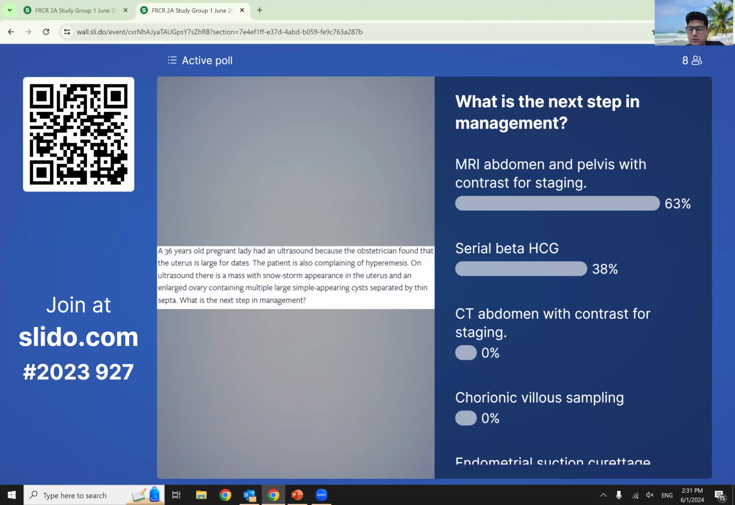So ultrasound gives you quite a lot of information. Chromosomal analysis, more centers do that as well. We lost you for a bit there, sorry.